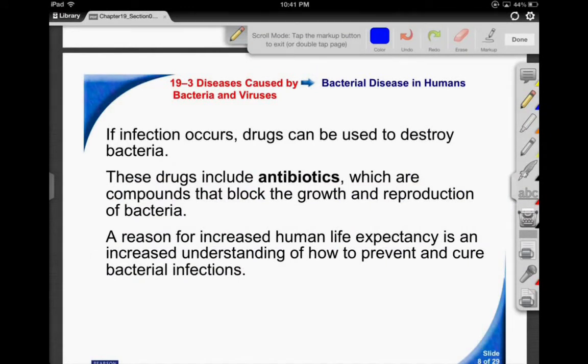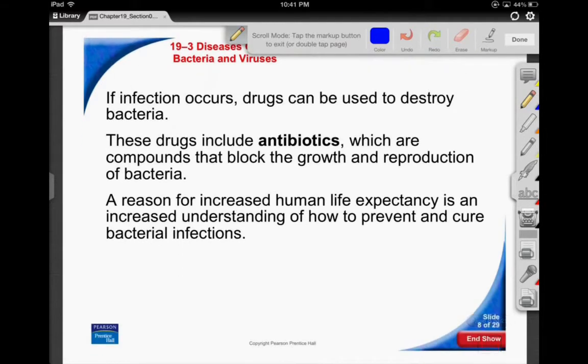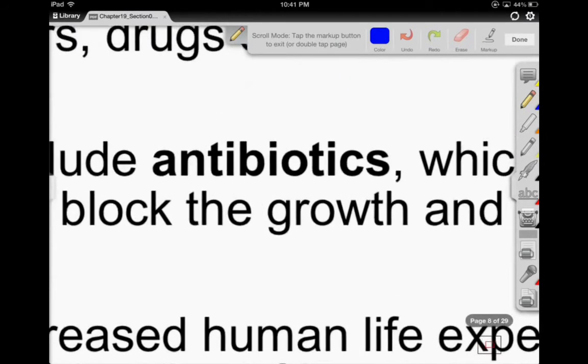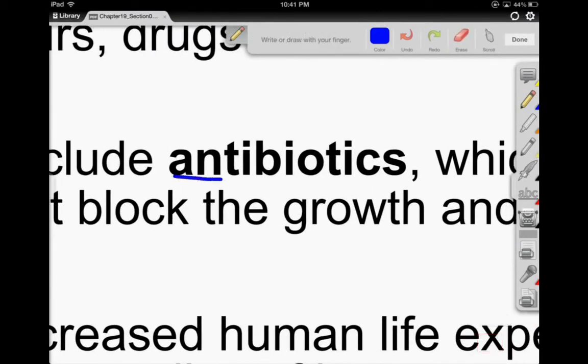Now, we do have these things called antibiotics. And antibiotics is an interesting term, so I'm going to zoom in on it. It's sort of a two-part word. Anti means against.